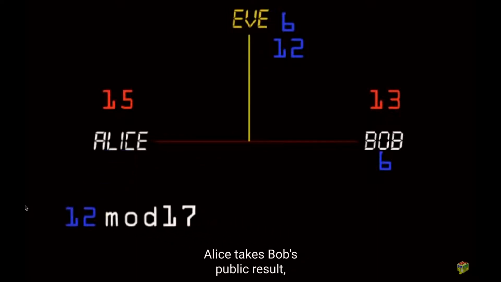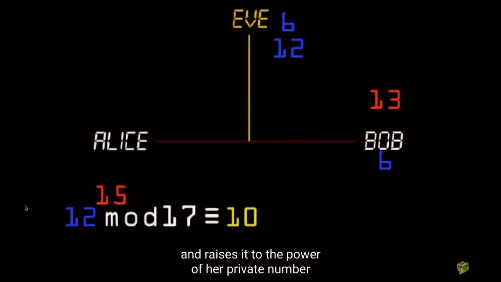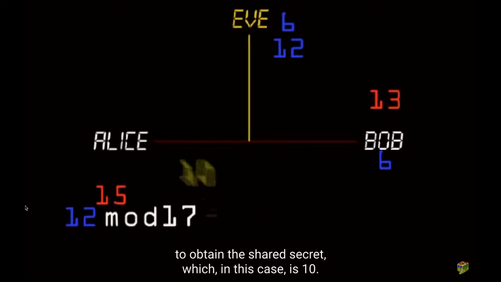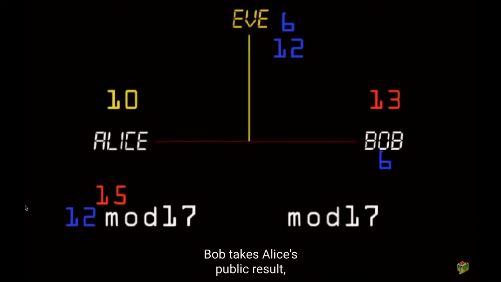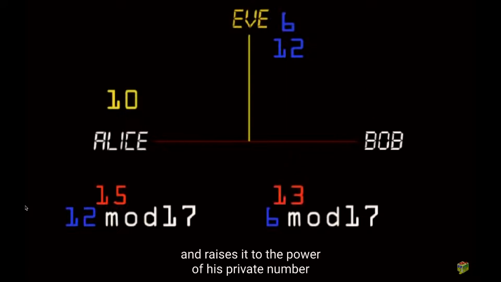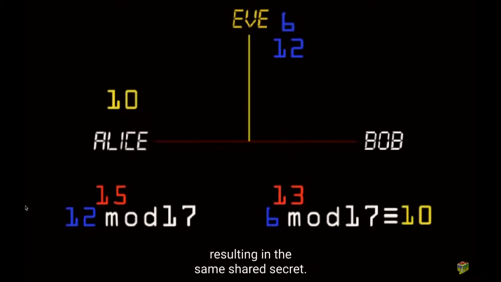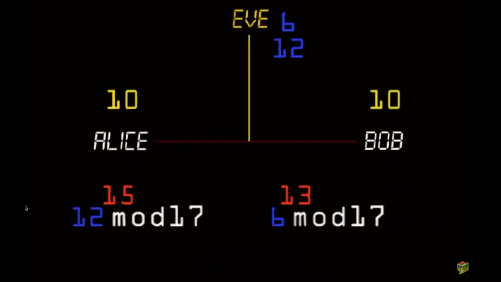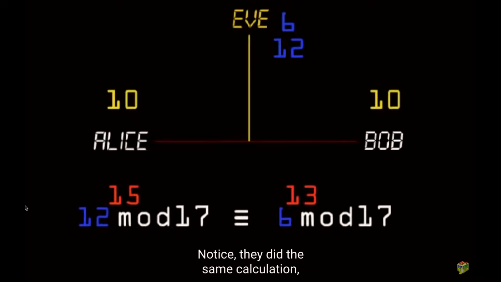Alice takes Bob's public result and raises it to the power of her private number to obtain the shared secret, which in this case is 10. Bob takes Alice's public result and raises it to the power of his private number, resulting in the same shared secret. Notice they did the same calculation, though it may not look like it at first.